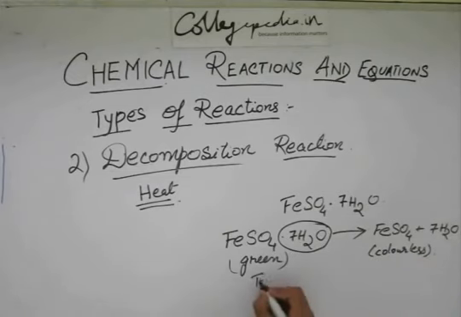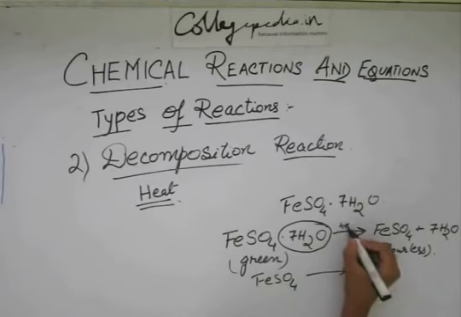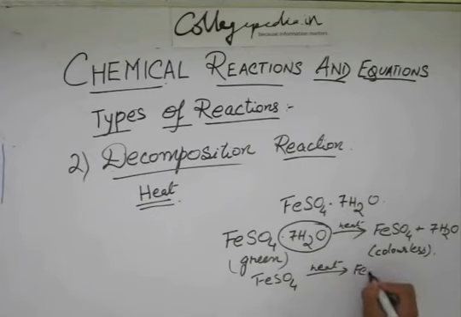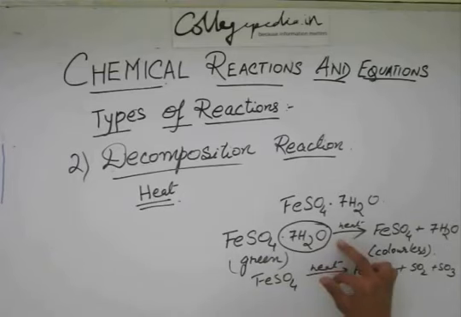And then this ferrous sulfate, when you heat it, this also needs heating, Fe2O3 plus SO2 plus SO3 and balance it accordingly. So it's a two-step reaction. First it loses its water, then it breaks down into this.